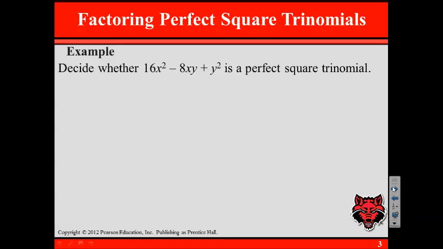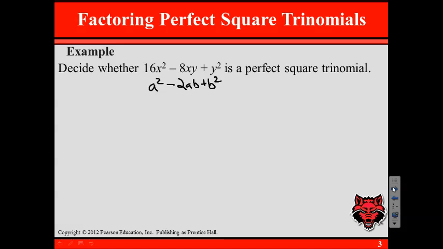Let's try an example of finding out whether a polynomial is or is not a perfect square trinomial. So we want to decide whether 16x squared minus 8xy plus y squared is a perfect square trinomial. The first thing I will do is write the corresponding equation from the last slide. Because this has a minus sign, we would use a squared minus 2ab plus b squared. So we want to see if our polynomial matches this form.